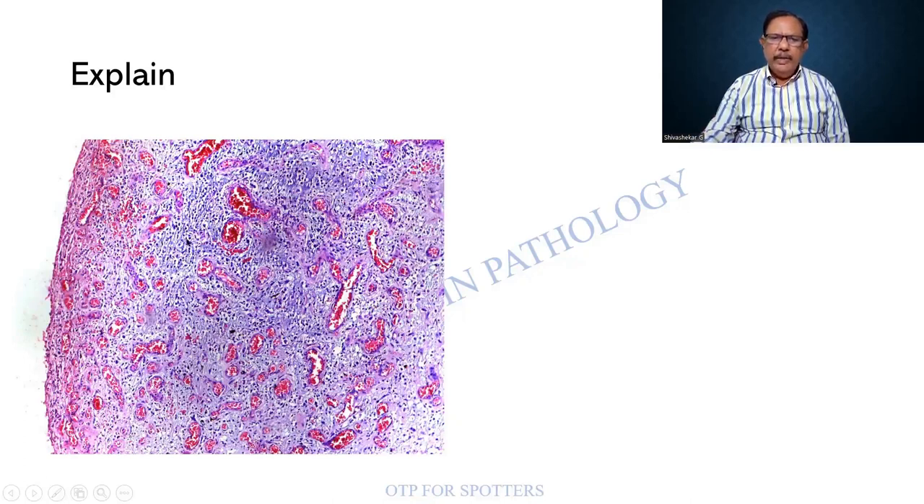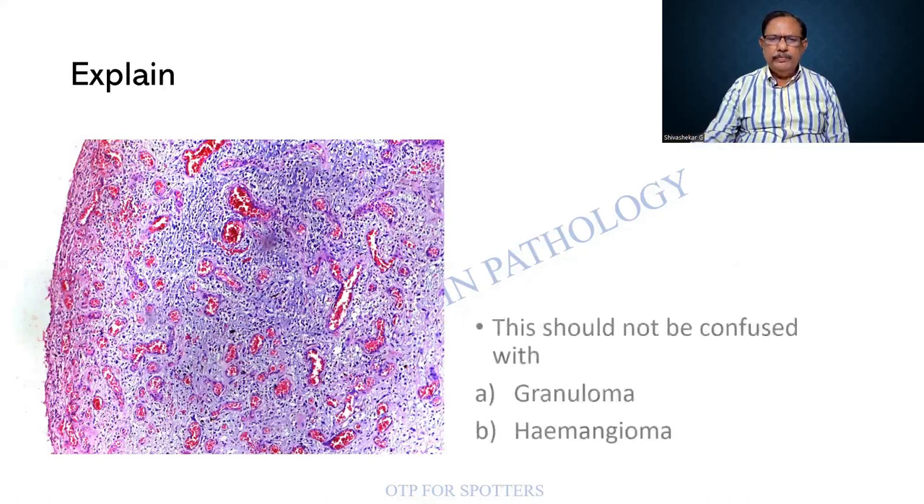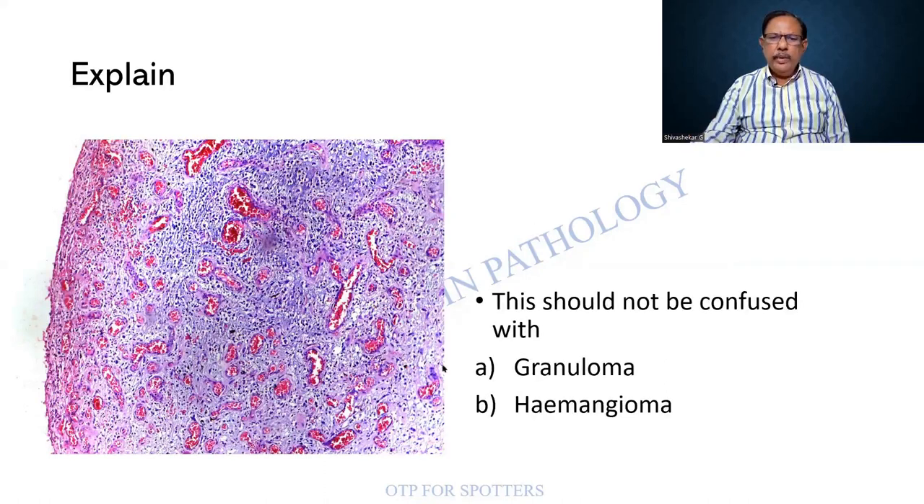And the intervening stroma showing multiple blue dots, which indicates nuclei, which means there is a lot of inflammation that is there. They are probably inflammatory cells. This should not be confused. That is, the slide should not be confused with a granuloma, a usual mistake the students make, or a hemangioma, because I am seeing multiple blood vessels.